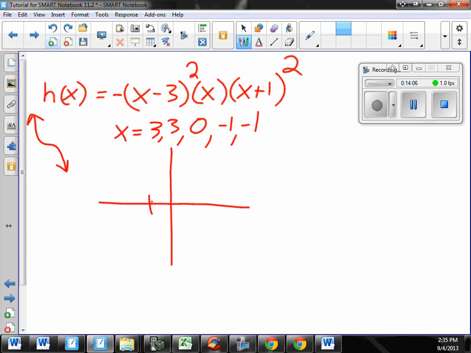So -1 is a double, 0 is a single, and 3 is a double. -1, 0, and 3. Where do I start? I start high. So I come down to -1. Am I going to go through it or bounce off of it? Bounce off of -1. Go straight through 0. And go towards 3, hit it, and go down.